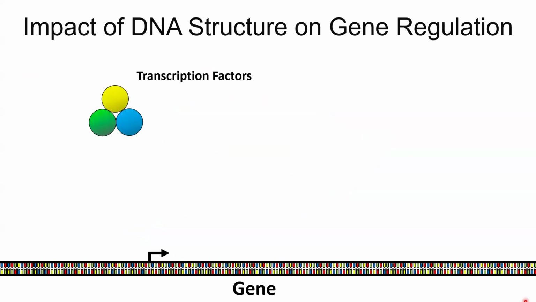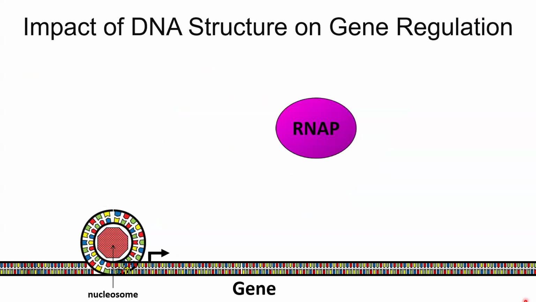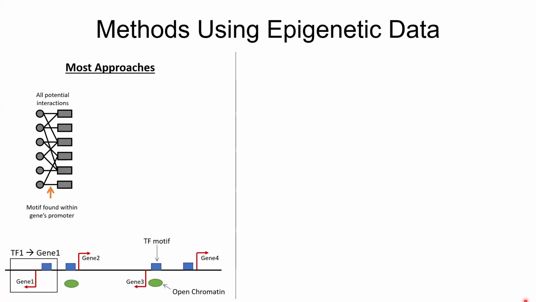So how does DNA structure impact gene regulation? Let's go back to our basic approach. We have our transcription factors that form a protein complex. In the context of epigenetic data, you can have something like the DNA wound around a nucleosome. This makes the DNA inaccessible, unable to be regulated if the promoter region is there. In this case, the protein complex may not bind to the DNA, RNA is unable to be recruited, and the gene is not expressed. And this is how epigenetic data impact gene regulation.